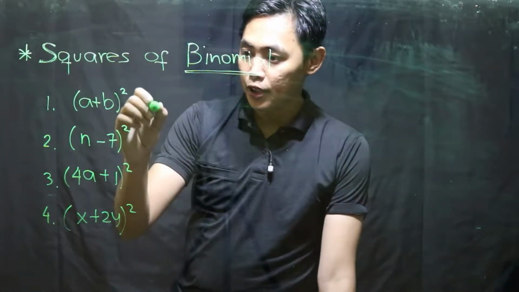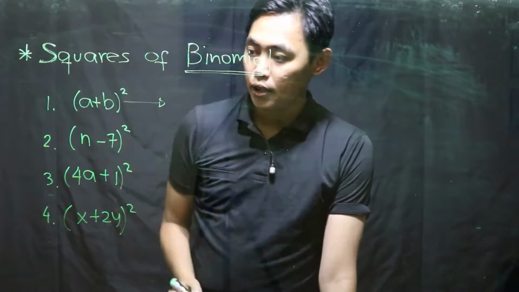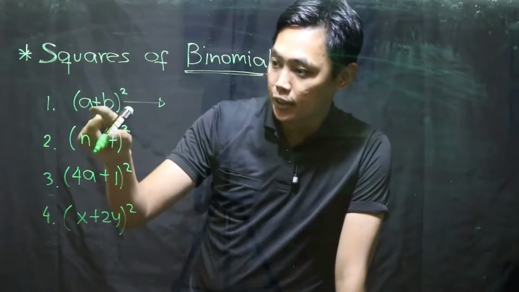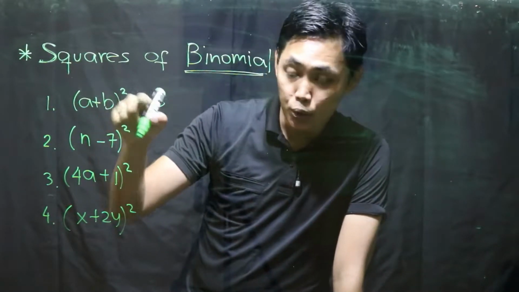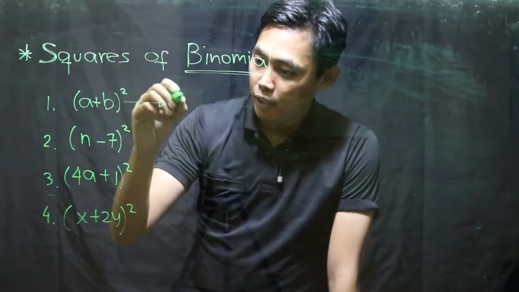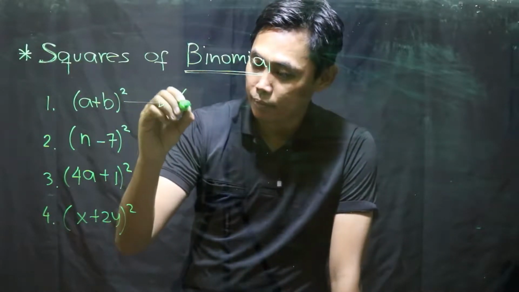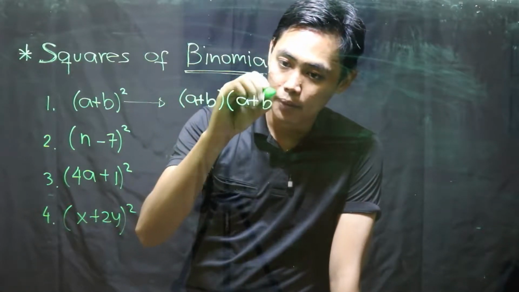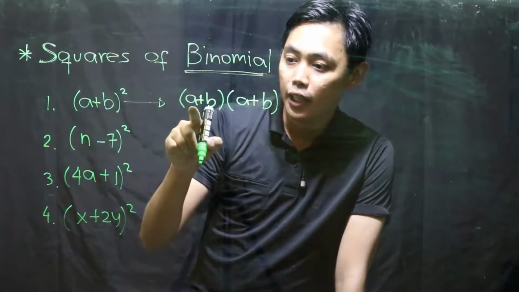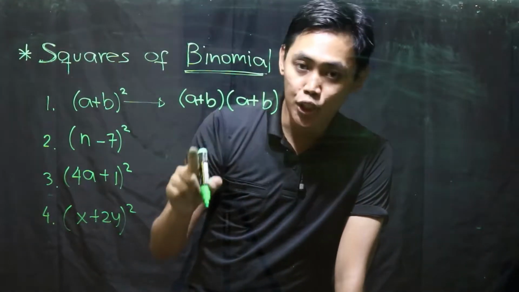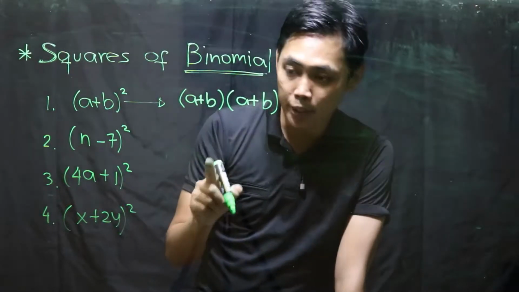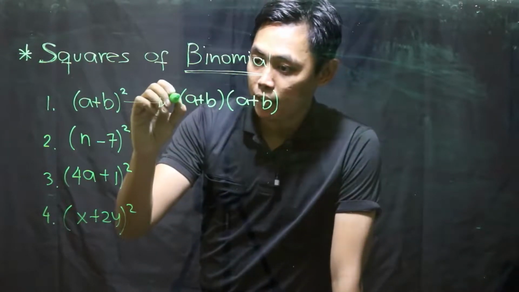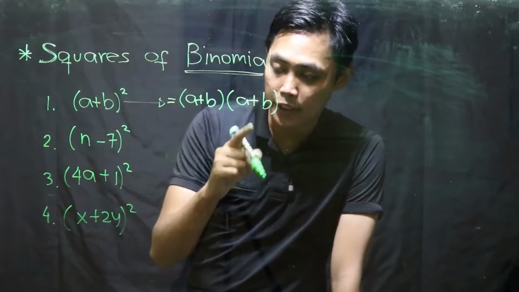Now, let's do number 1 first so that you will get the bigger picture. If we square a binomial, a plus b quantity squared, it will be like this: a plus b times a plus b. Just like if you square a particular number, you will multiply it by itself. Okay? So we are multiplying it by itself.